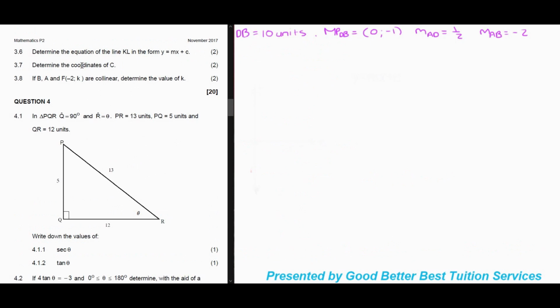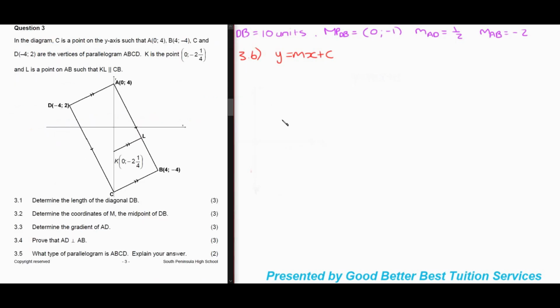So going over to the next page, we can see we have 3.6, 3.7, and 3.8. So let's go ahead and do 3.6 right now. So it says, determine the equation of the line KL in the form y is equal to mx plus c. So it's right there, y is equal to mx plus c. So we know which form we're using. So we try and find the equation of line KL. So let's have a look at line KL quickly. So line KL, we can see over here, you can see it starts at the y-axis and it moves all the way to L.